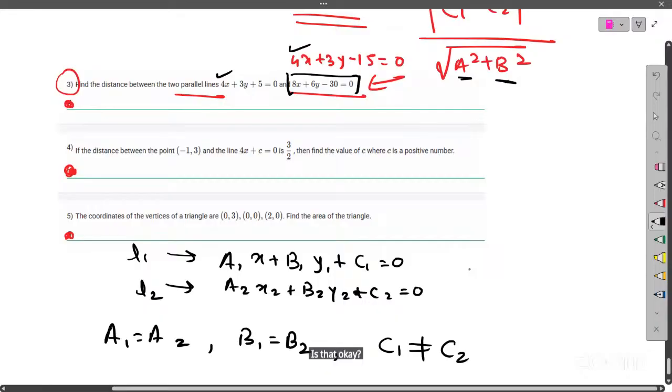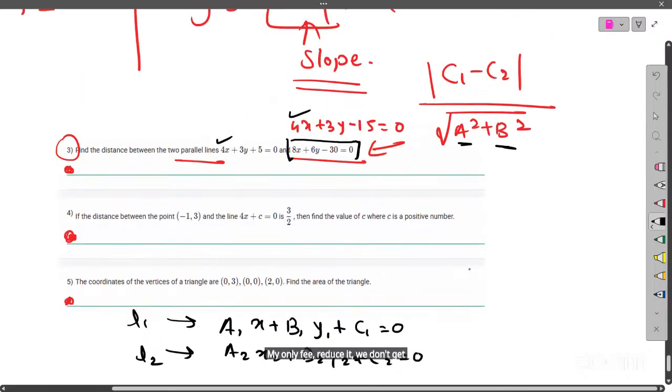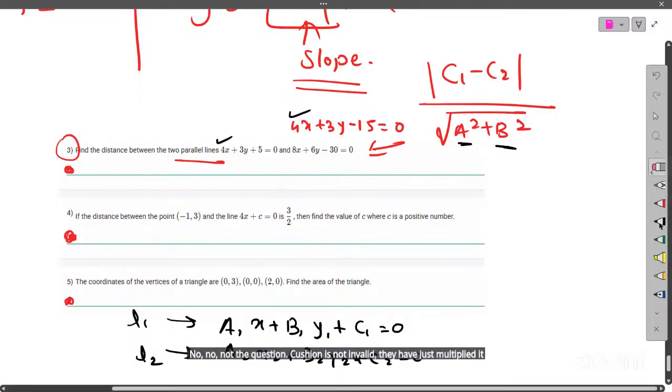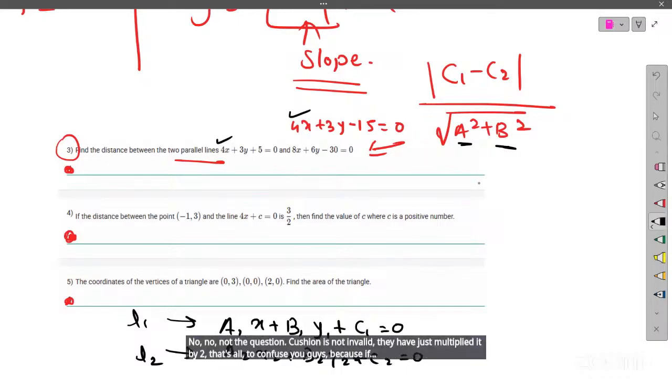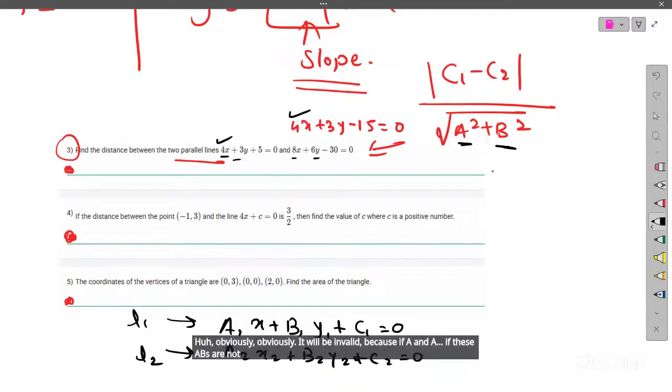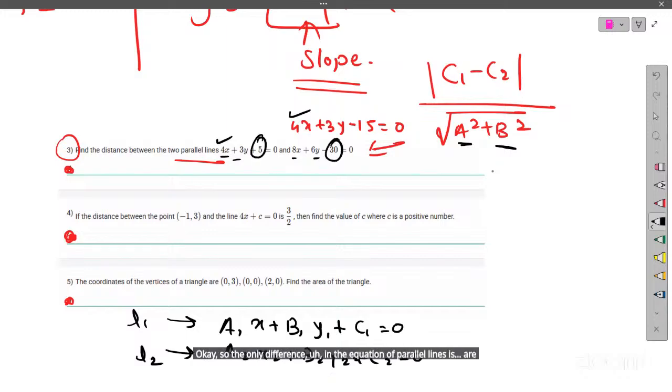Ma'am, if we reduce it and we don't get both the same, then the question is invalid, right? No, the question is not invalid. They have just multiplied it by 2, that's all, to confuse you guys. In some other question, obviously it will be invalid, because if these A and B are not the same, the lines cannot be parallel. So the only difference in the equations of parallel lines is the constant coefficient. Okay, ma'am.